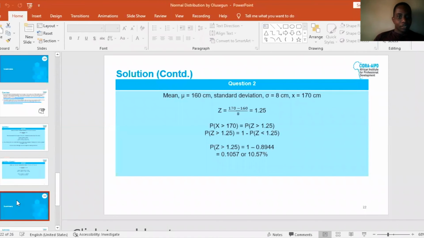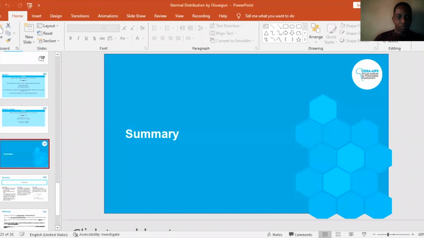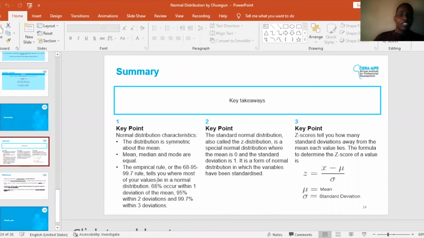Now, with the exercise done, we summarize our module. So the next item on the agenda is the summary. What are the key takeaways from this module on normal distribution? The first key point: we discussed normal distribution characteristics. What are those characteristics? Let's recap them.